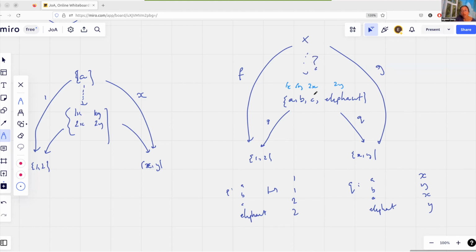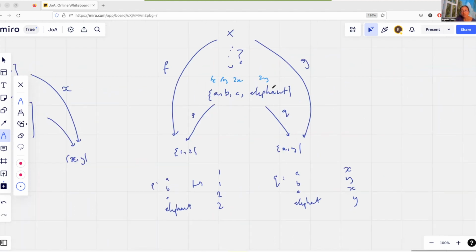Well, I look at where an element X goes. So I'm trying to construct a factorization K. So K of X, well, you have to look at where it goes under F. Supposing it goes to 1 under F and it goes to X under G, then I've got to find the thing that goes to 1 under P and X under Q. So that would be A.